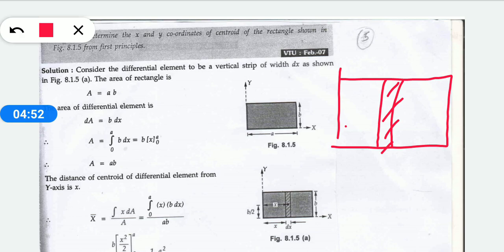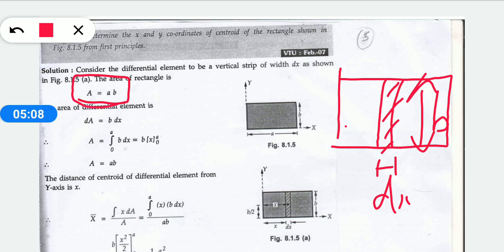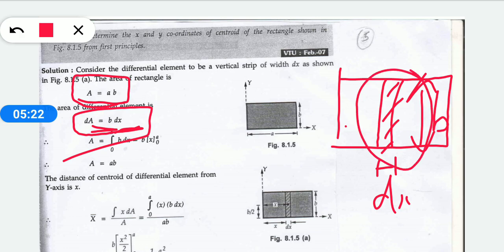So if you are taking an element like this, the length is dx and this length is b. What is the formula to calculate the area of the rectangle? That is a into b, x-axis value into y-axis value. That is what we had mentioned. A is equal to a into b, and the x-axis value is dx and the y-axis value is b, so that dA is equal to b into dx. That means the area of this element is called dA. To find dA, it will be the y-axis and x-axis value, that is b into dx.